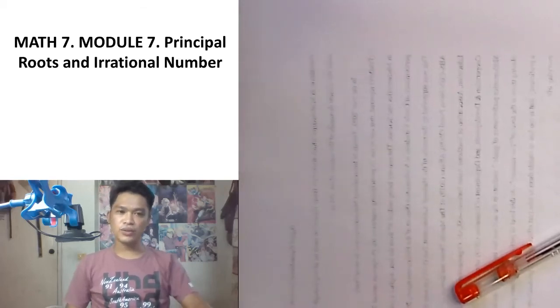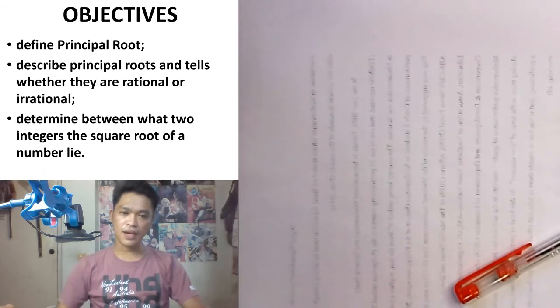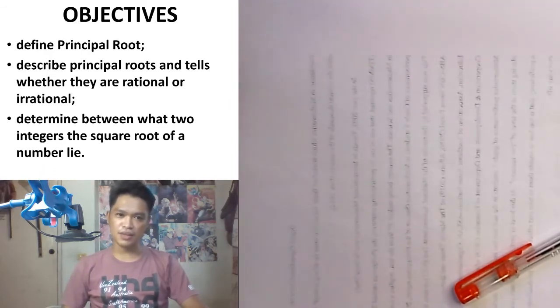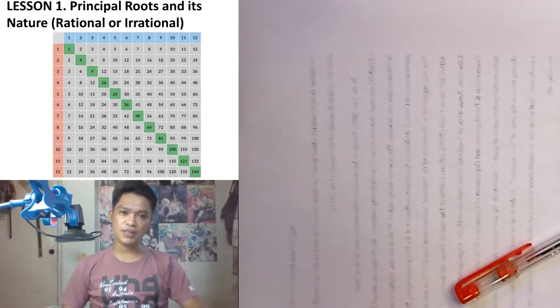So good morning. Today we will be learning Mathematics 7, Module 7: the principal roots and irrational numbers. To begin with, we have a set of objectives to be followed. We will define the principal root, describe the principal roots and tell whether they are rational or irrational. We are going to determine between what two integers the square root of a number lies. Lesson 1 covers the first and second objectives, while the third objective is in Lesson 2. Lesson 1: the principal roots and their nature, the rational and the irrational numbers.